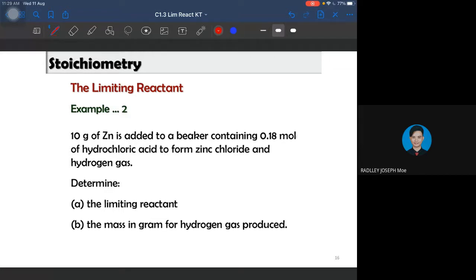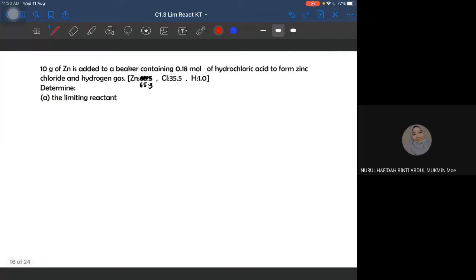Okay, so from this question dia tak bagi equation. So boleh tak tulis dia punya equation? Cuba tulis equation dulu. Zinc plus HCl akan hasilkan apa? ZnCl2. Chloride. Alright. Dan? Hydrogen gas. Alright, good. Betul. Right, so tulis dia punya product form and make sure you balance the equation.